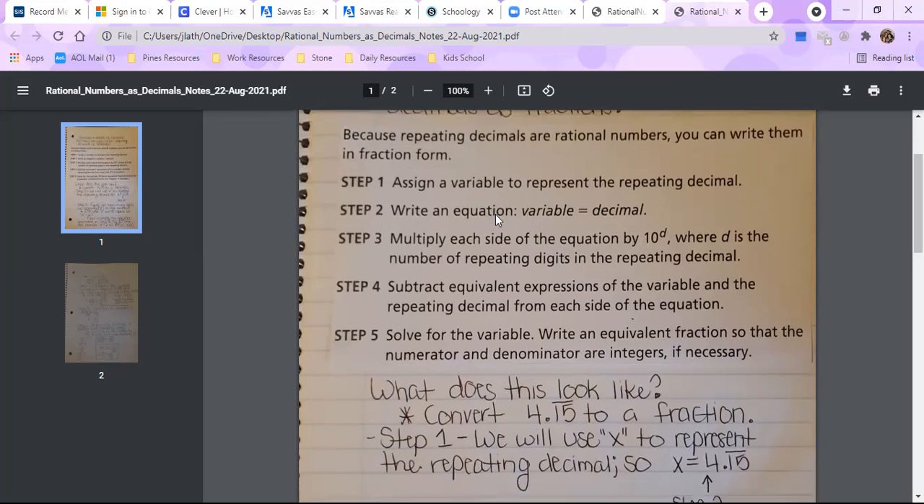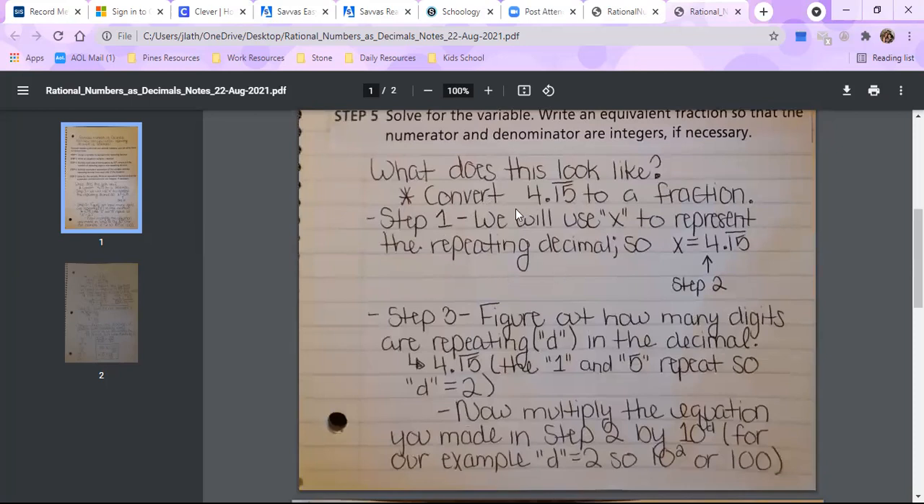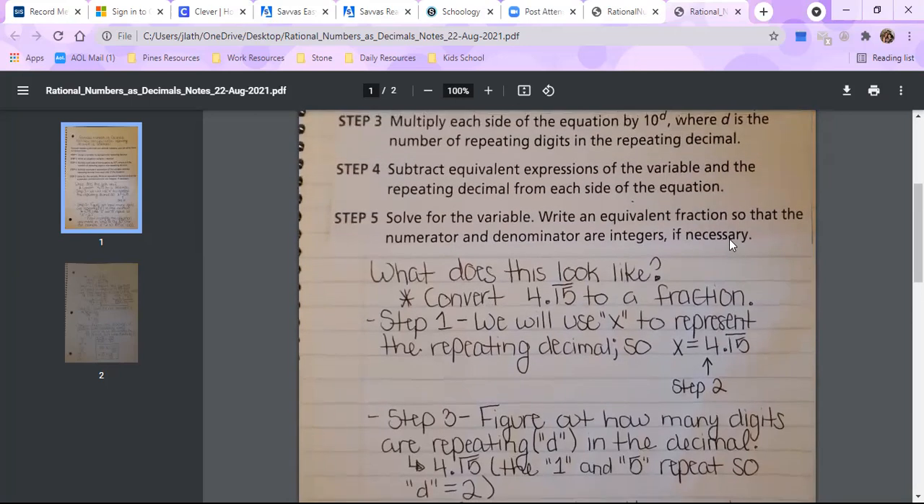Then you're going to write out an equation, which is basically just variable equals decimal. So if you look down here, I put step 1 and step 2 together. We are using X here. And step 2 is just saying that X equals whatever that decimal is. So for us, it's 4.15. So that's it. Step 2, check, done.